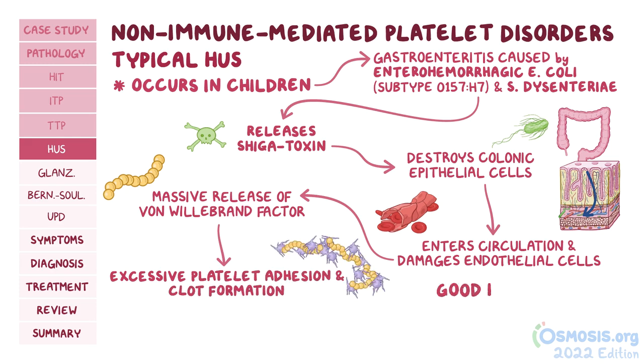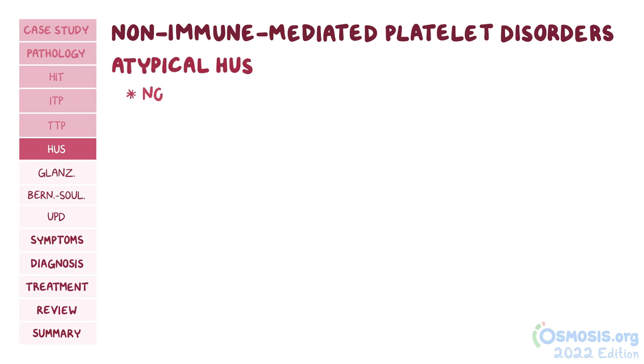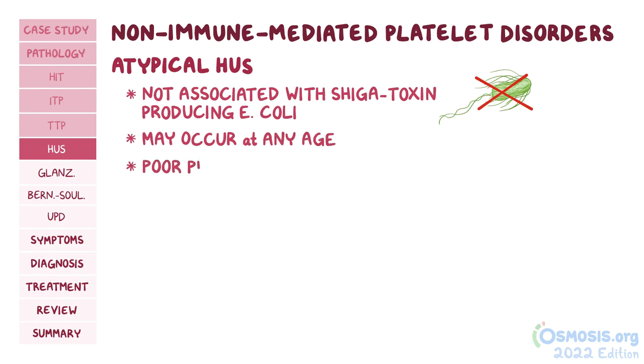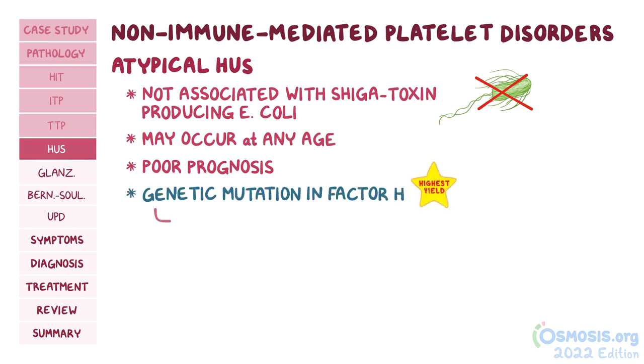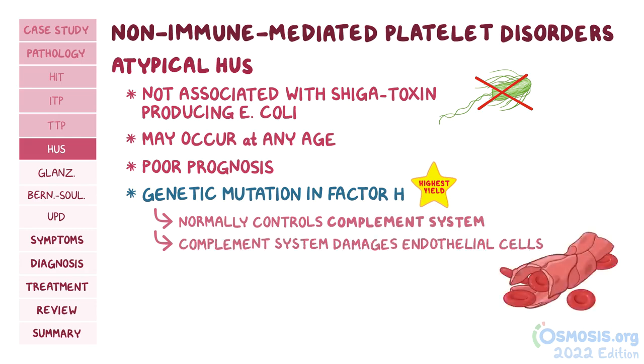Typical HUS carries a good prognosis and usually isn't life-threatening. On the other hand, atypical HUS is not associated with Shiga toxin-producing Escherichia coli, may happen at any age, and has a relatively poor prognosis. Atypical HUS is linked to a genetic mutation in factor H, which is a protein that normally controls the complement system. Without factor H, the complement system goes wild, causing damage to the endothelial cells.